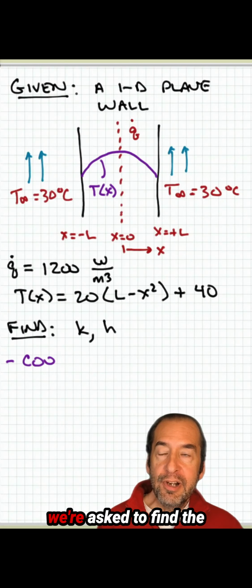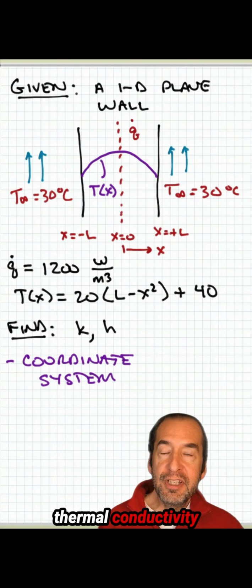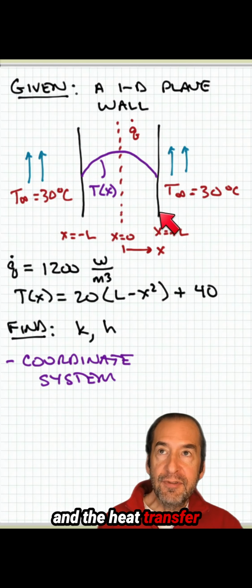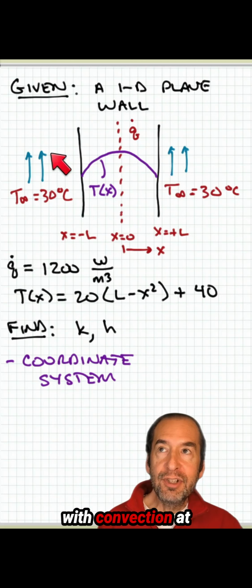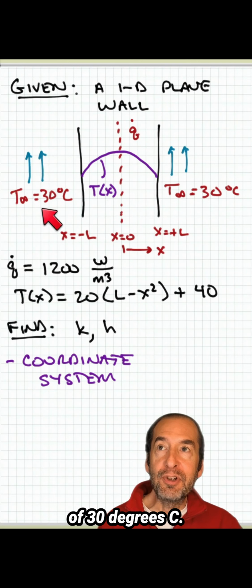For this problem, we're asked to find the thermal conductivity and the heat transfer coefficient associated with convection at each of these front and back surfaces. They're exposed to a surrounding air temperature of 30 degrees C.